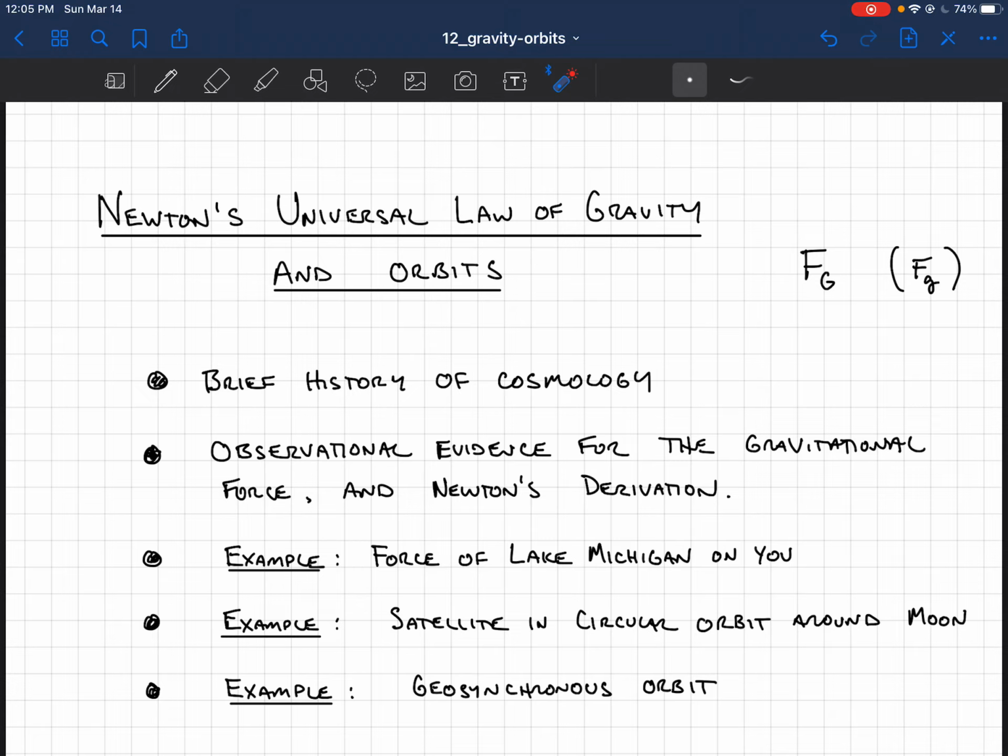But what I want to talk about first is just a little bit about cosmology, about how Newton's discovery fits in with sort of the history of our understanding of the universe. So we'll start there.